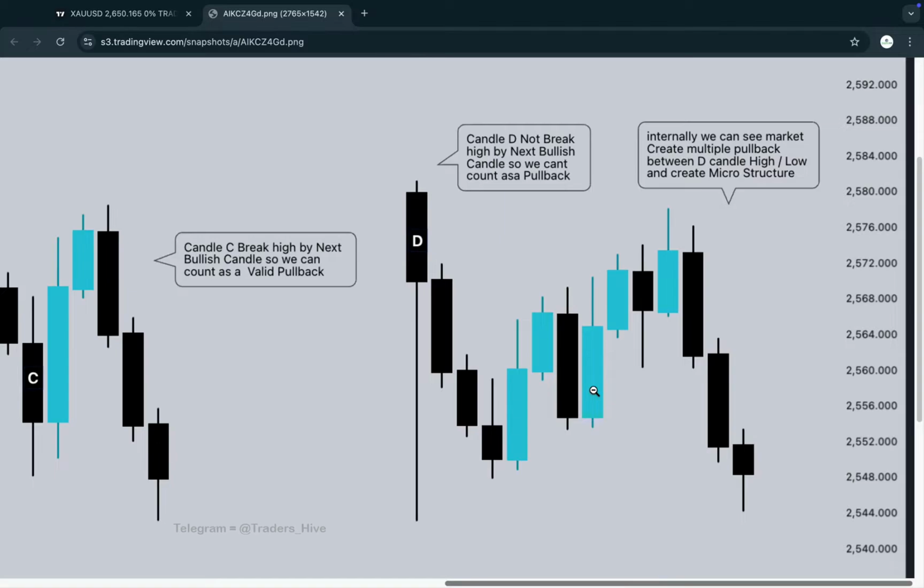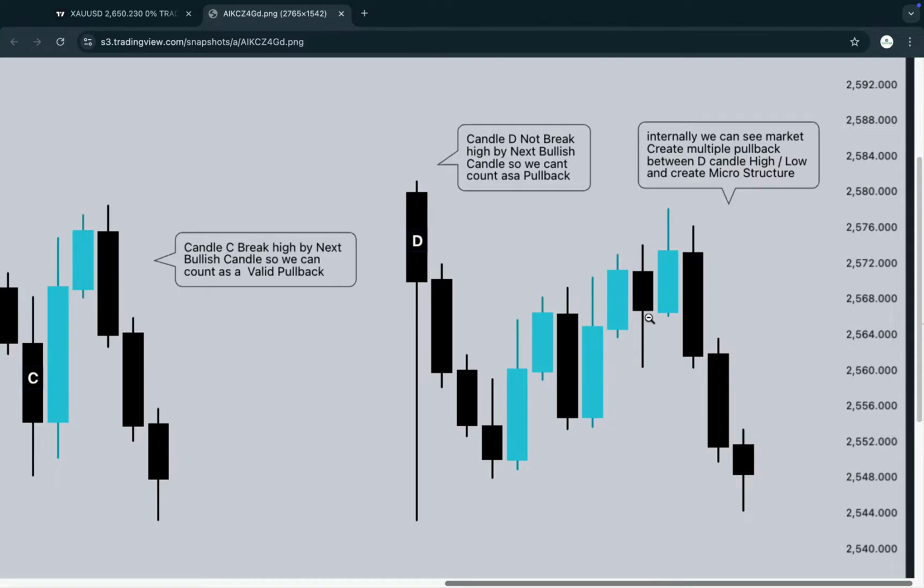Sometimes the market just breaks both the previous candle high and low. It means the candle breaks the high and low on both sides, so we can also consider it a valid pullback. Look at this one, the same thing happens here. This bullish candle's high and low are both broken by this black candle, so we can consider this a valid pullback. After that, the market pushes higher.